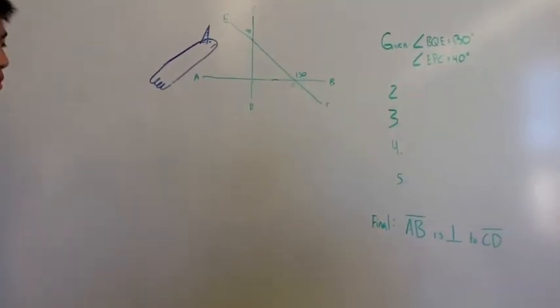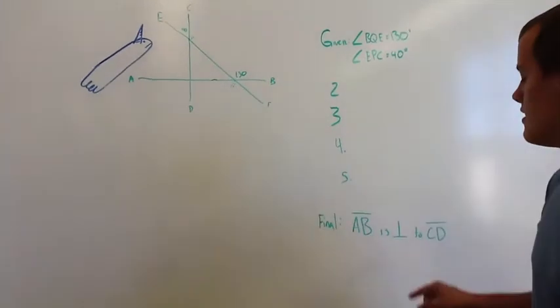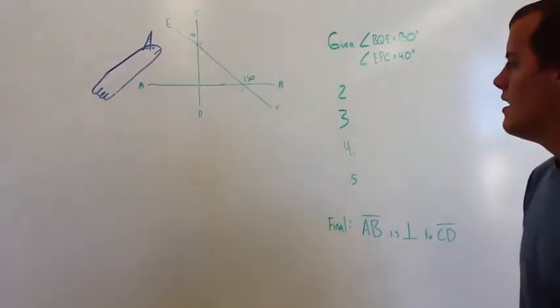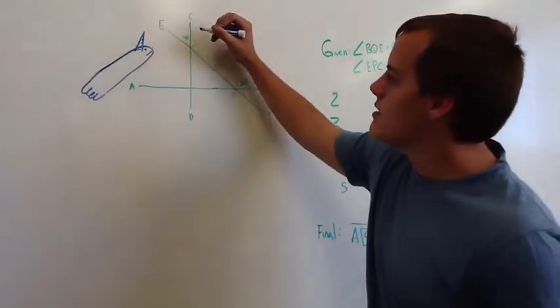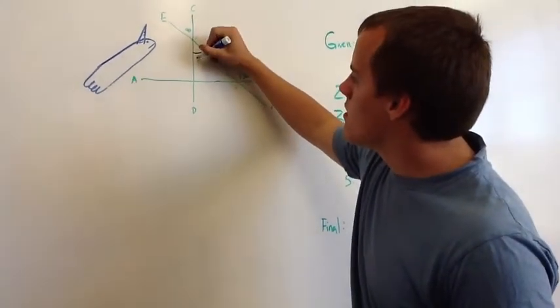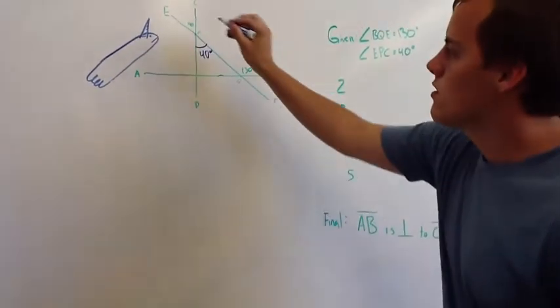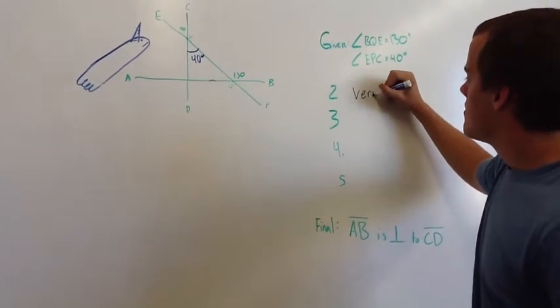Okay, so now we're going to be proving that line AB is perpendicular to line CB. So to start off, we're going to go up here and say that this angle here is 40 degrees, because vertical angles are congruent.